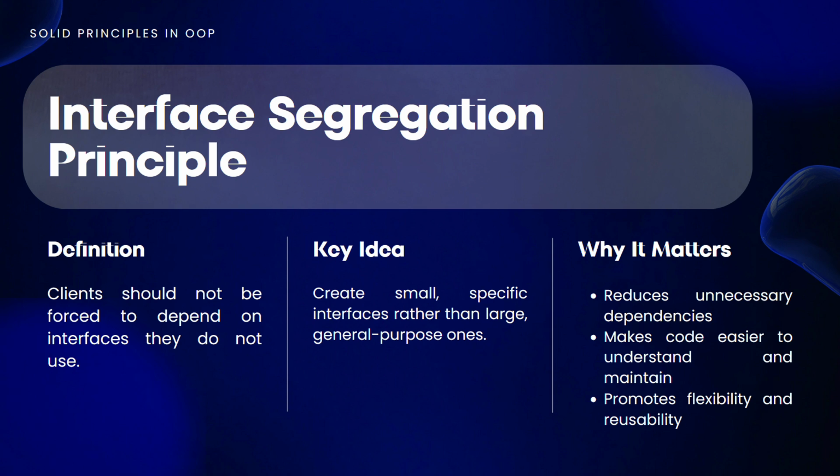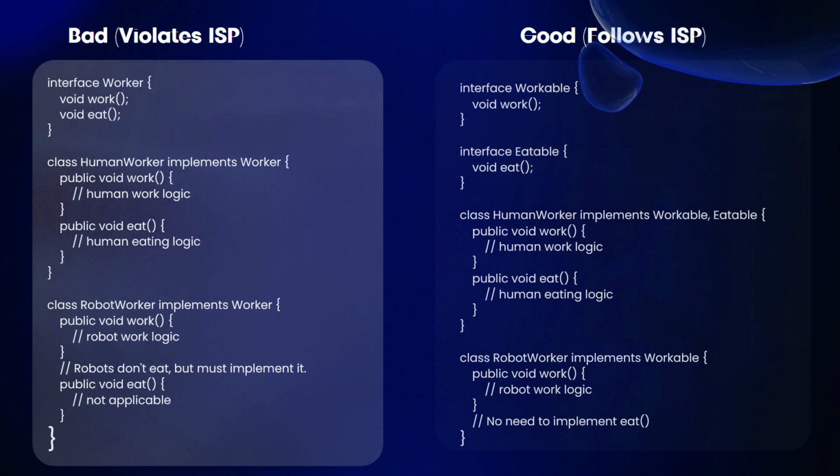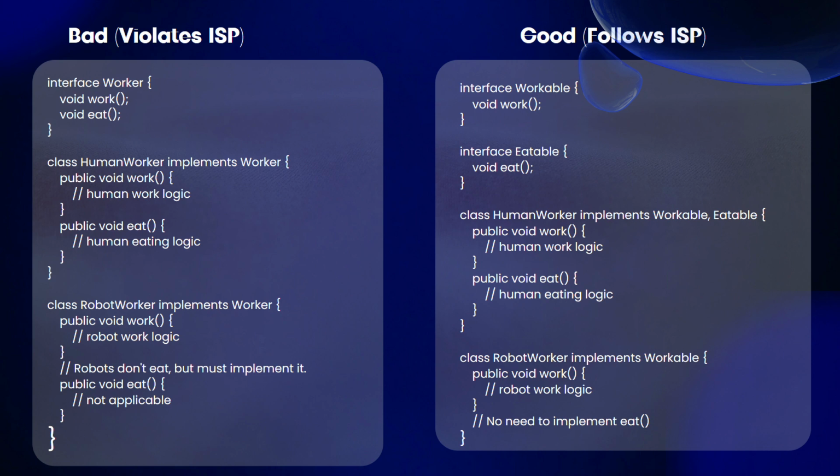Interface Segregation Principle. It says that it's better to have many small, specific interfaces than one large interface. This avoids forcing classes to implement methods they don't need. In the bad example, we have a single Worker interface that requires both work and eat methods. That means even robots, which don't eat, have to implement an unnecessary method. A better way is to split the interface into Workable and Eatable. Now each class only implements the functionality it actually needs, making our code cleaner and more adaptable.